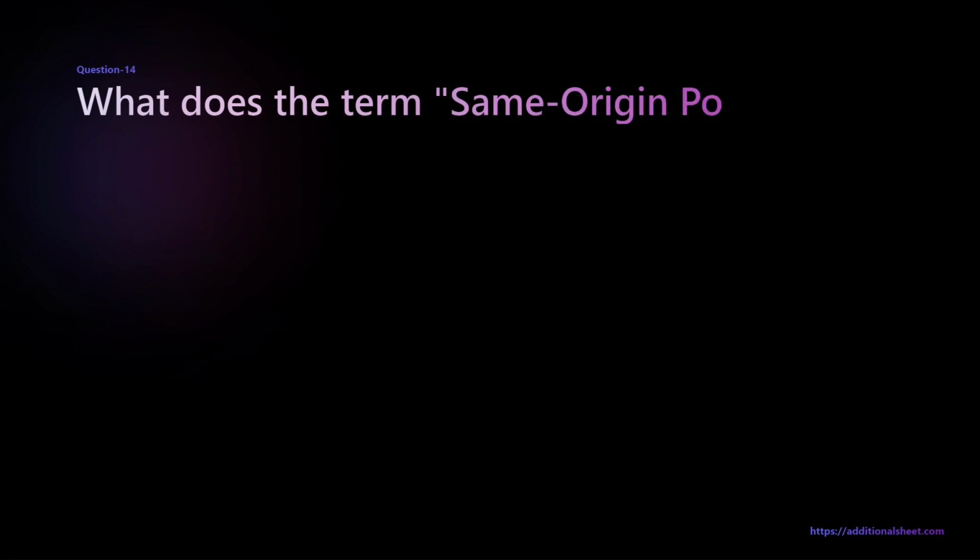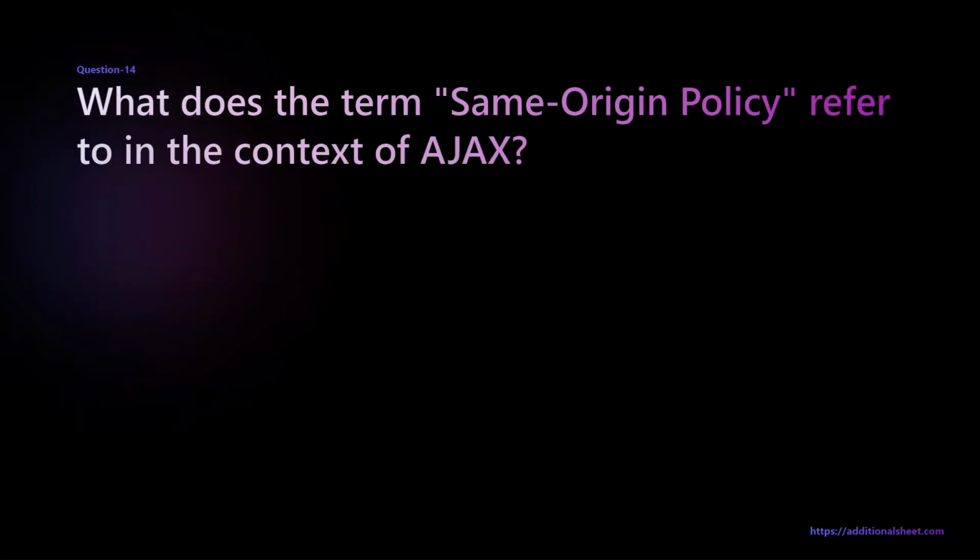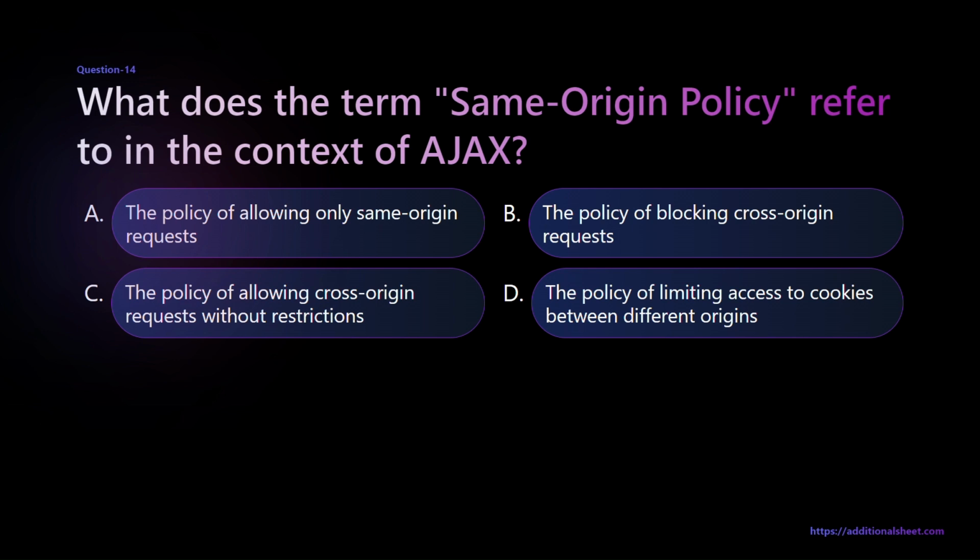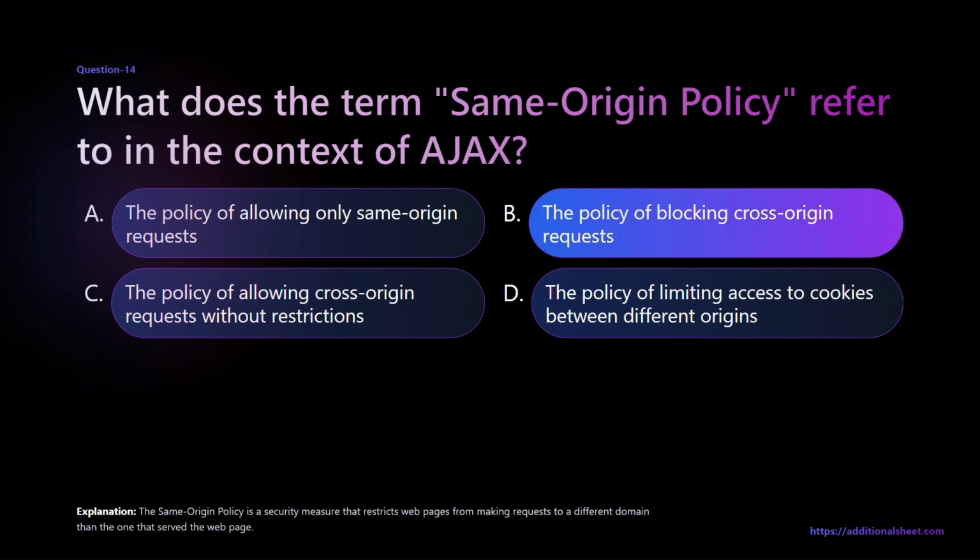What does the term same origin policy refer to in the context of AJAX? Option A, the policy of allowing only same origin requests. Option B, the policy of blocking cross-origin requests. Option C, the policy of allowing cross-origin requests without restrictions. Option D, the policy of limiting access to cookies between different origins. The correct answer is option B, the policy of blocking cross-origin requests.